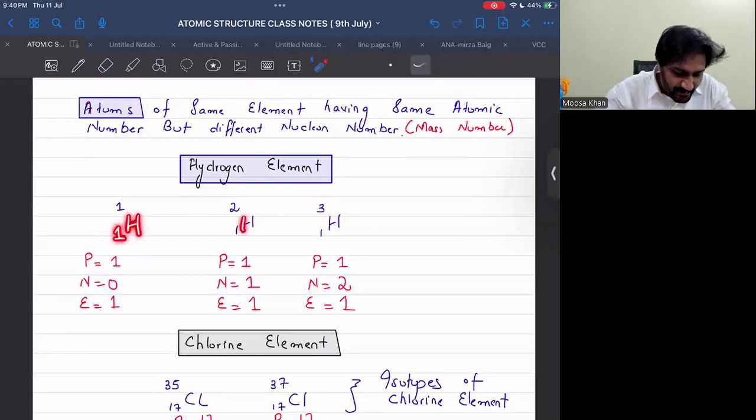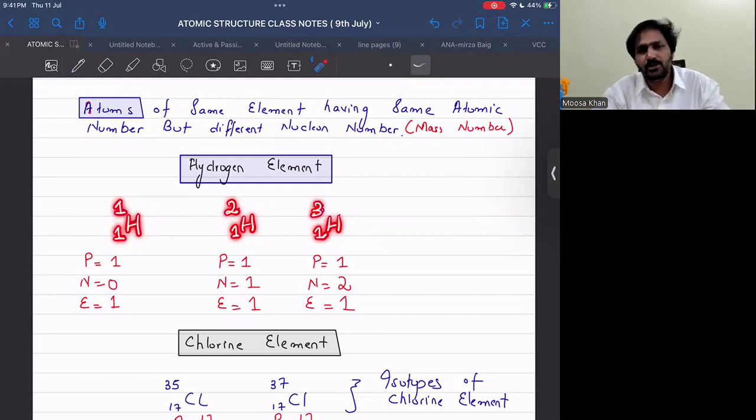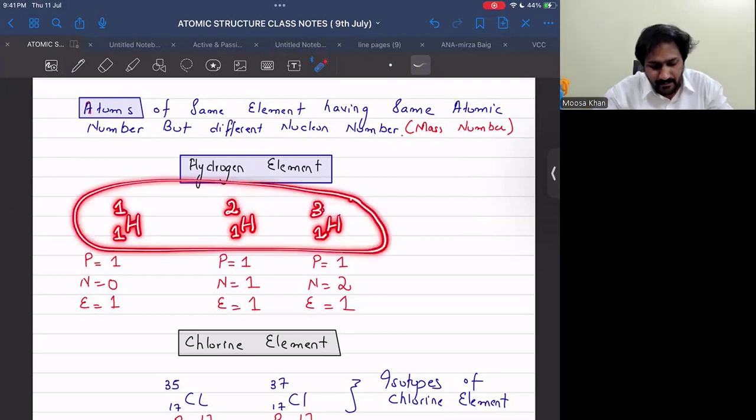Why are we calling them hydrogen atoms? Because all of them have an atomic number of 1. It means ये हैं तो hydrogen के isotopes. We cannot change it. However, if we see their mass number or nucleon number, they are different. It means they have a different number of neutrons. But as their atomic numbers are all the same, we are bound to call them atoms of hydrogen element.